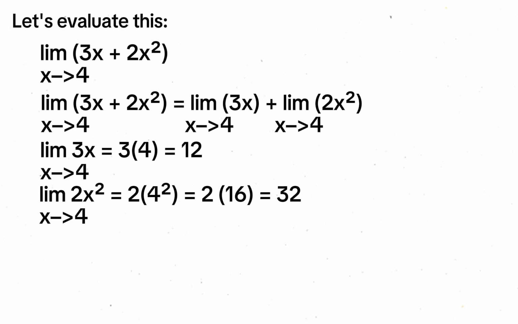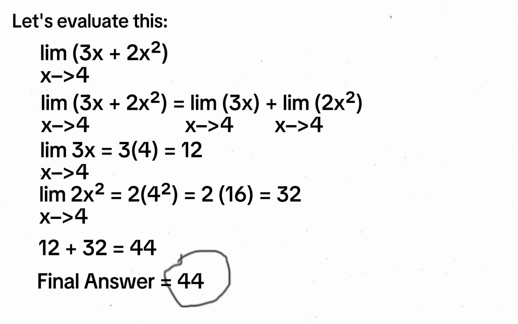Now, let's add the results. So we have our f of x is 12 and our g of x is 32. So 12 plus 32 is equal to 44. So the final answer is 44.